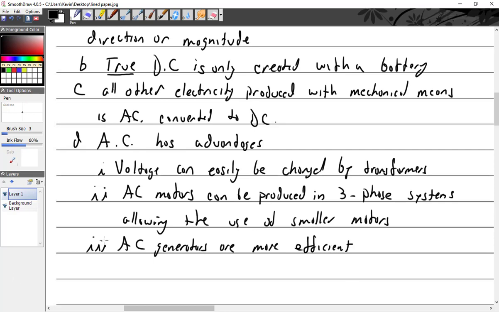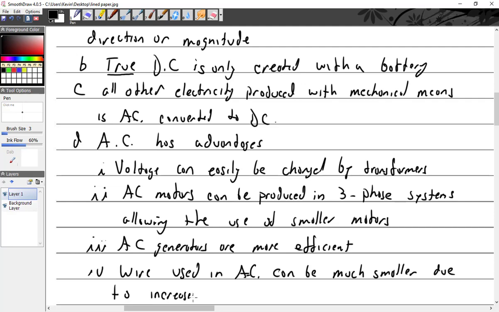Than DC. And one of my favorite here is wire. Wire used in AC can be much smaller, due to increased voltage.